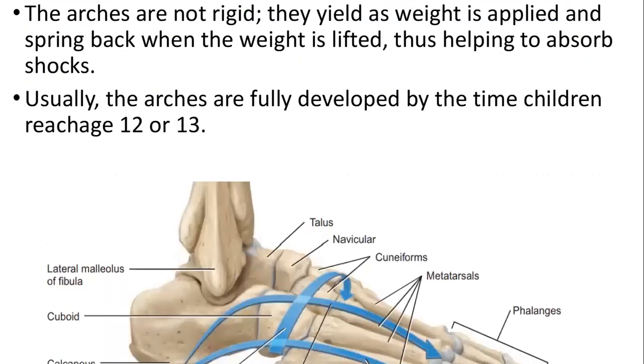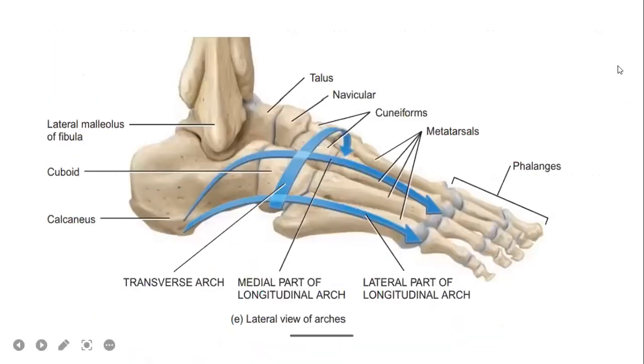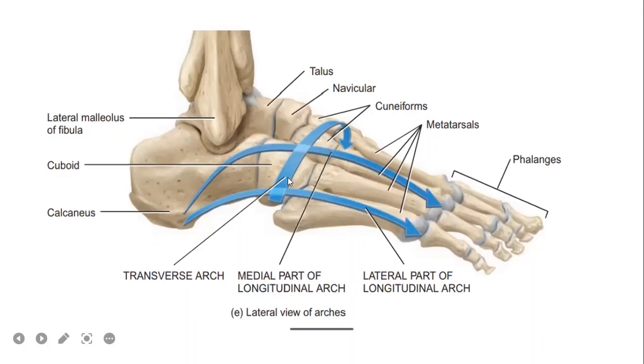Usually the arcs are fully developed by the time children reach the age of 12 or 13. Let's check these arcs of which I've been talking about. So we have the bones of the foot and we have these major arcs of the foot. From this case, we have the first one right here, which is the medial part of the longitudinal arc. Then we have the lateral part of the longitudinal arc, and finally we have the transverse arc. These are just the bones of the foot, and they all make up the arcs of the foot.